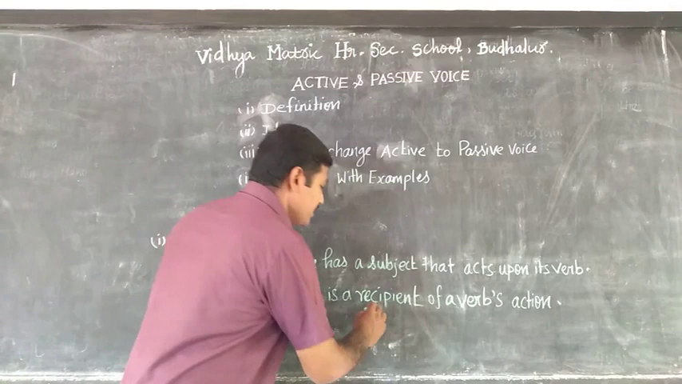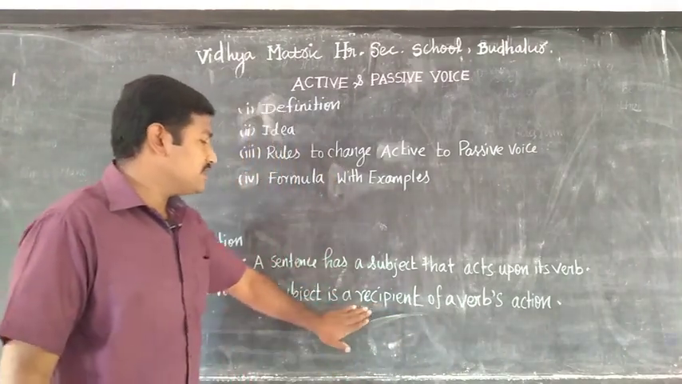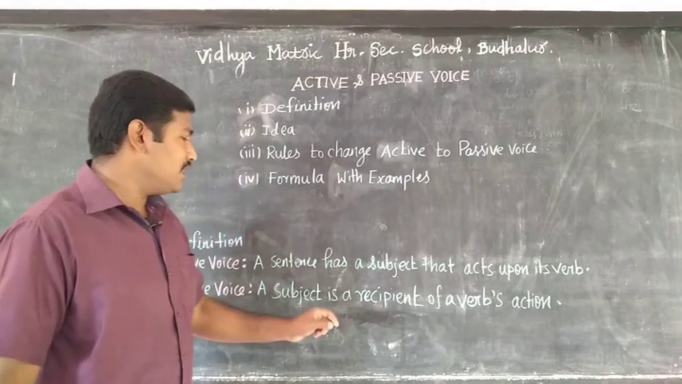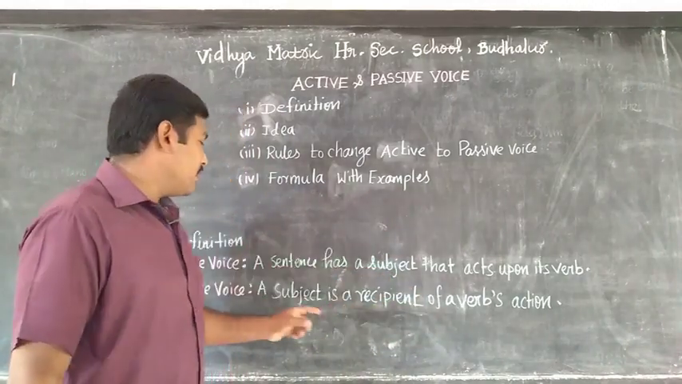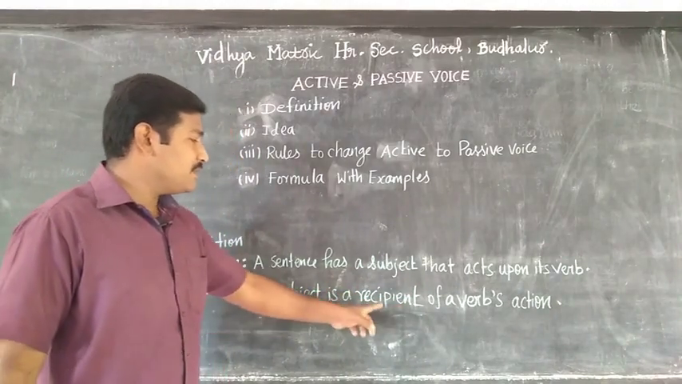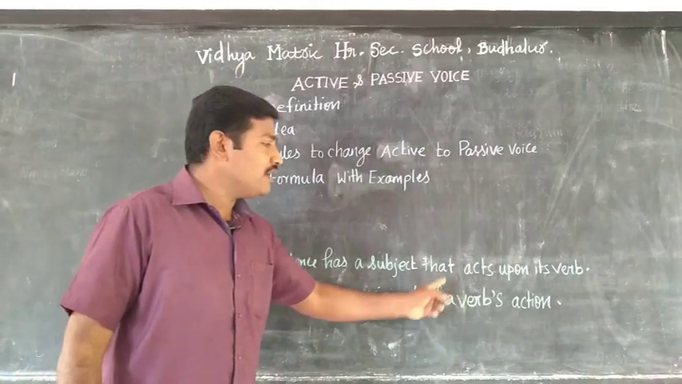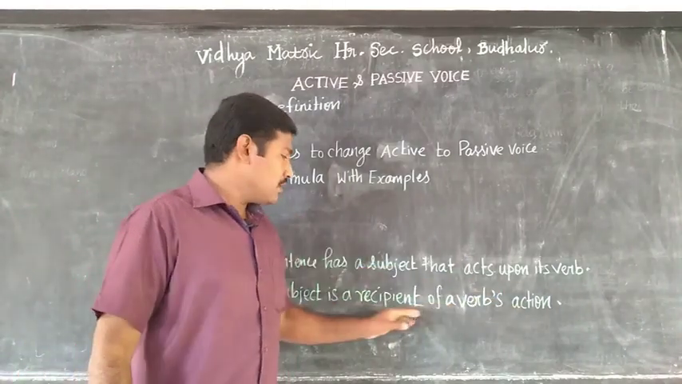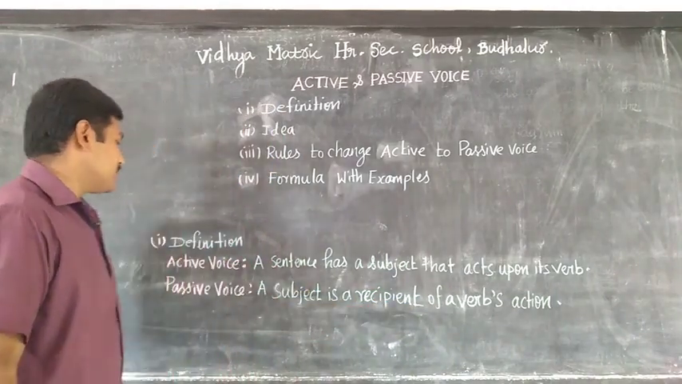Here the recipient means one who gets. The sentence has one action. It is done by the subject. A subject is a recipient, that is the subject. The recipient is the subject. A subject is a recipient of a verb's action. One who gets, that is called a recipient.